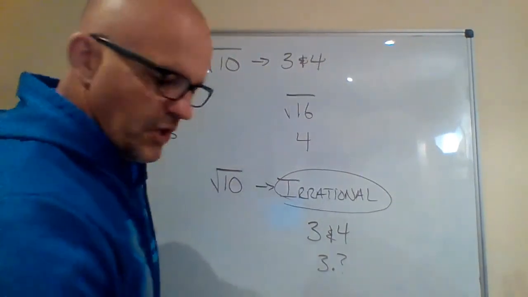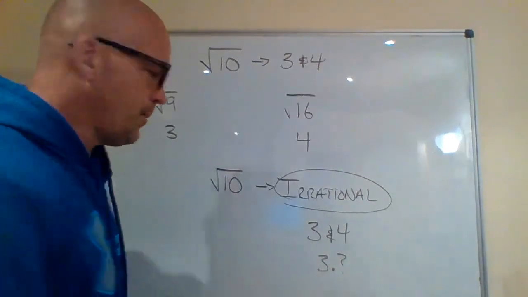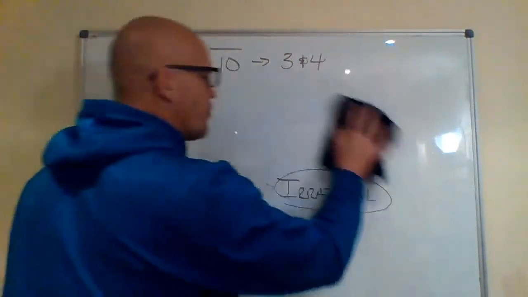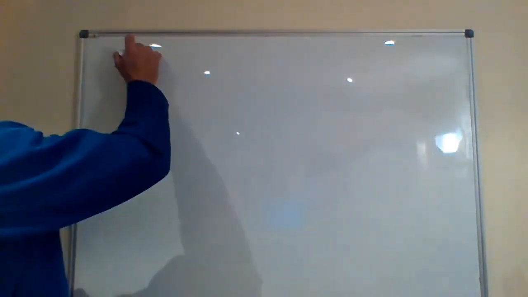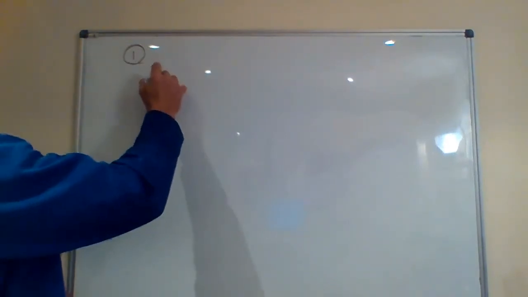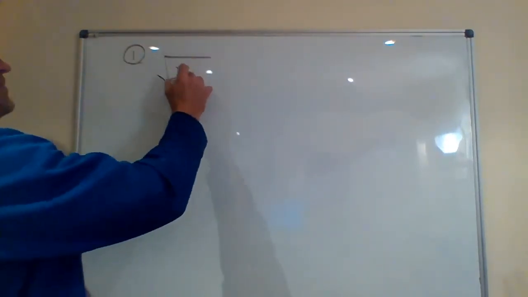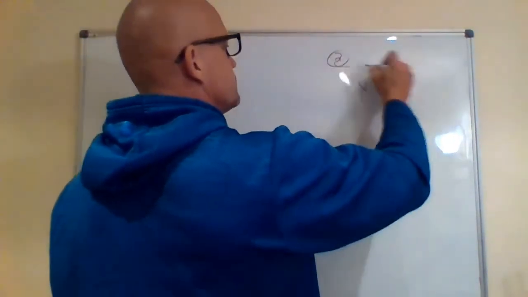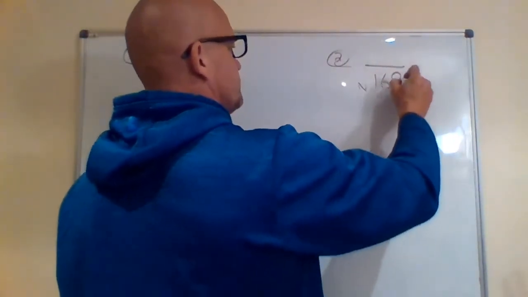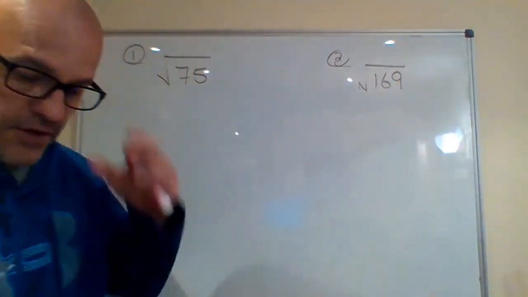Okay? So I'm going to put 2 up here. I'm going to show you the process that I want you to follow, and then I'm going to let you try some on your own. So let's put up 2 examples. Let's do the square root of, let's go to 75. And let's do the square root of 169.